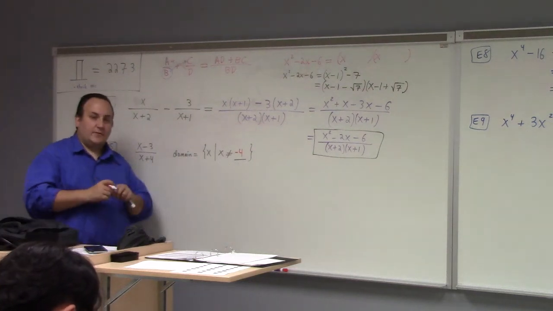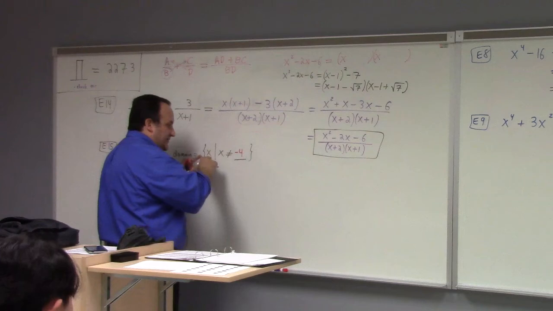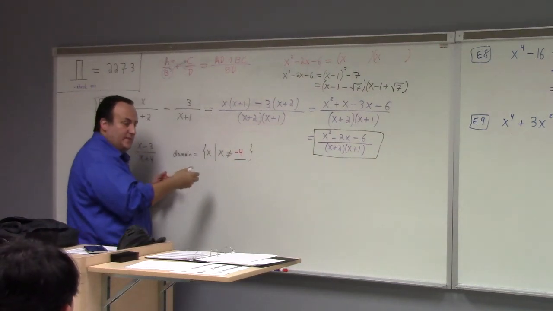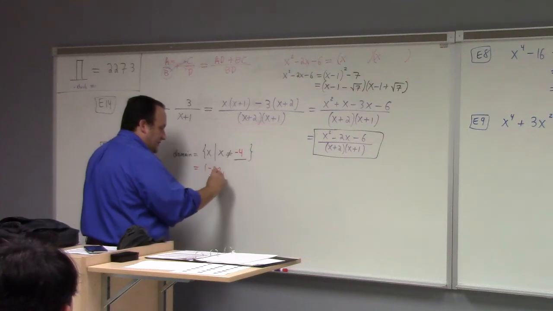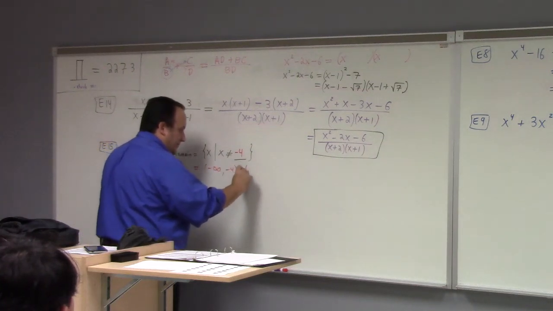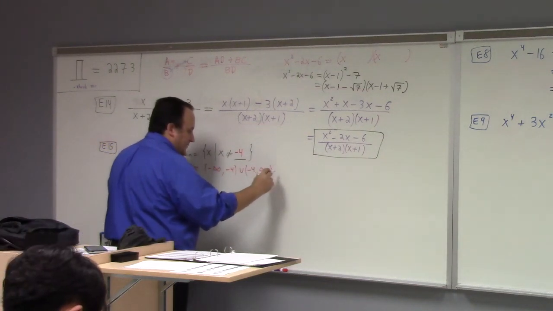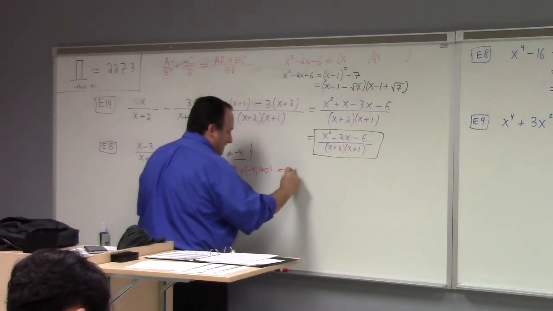This is the domain. Now, this is what's called set builder notation, all right? The other notation here would be minus infinity to minus 4 unioned with minus 4 to infinity. Now, this is what's called interval notation.